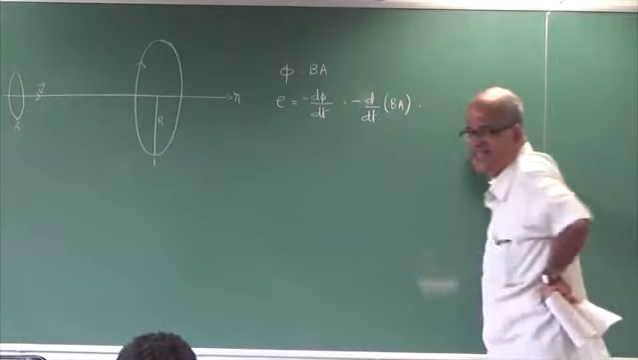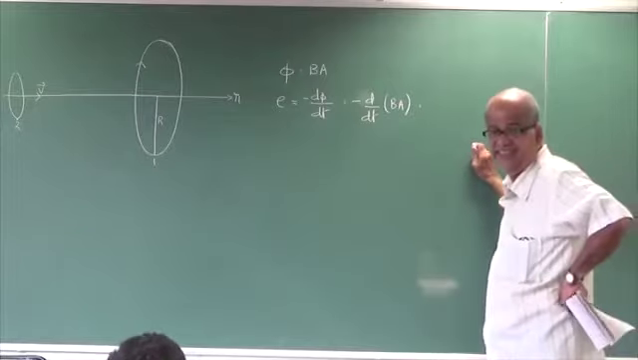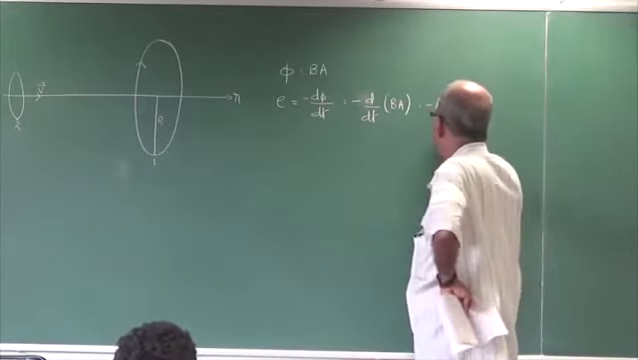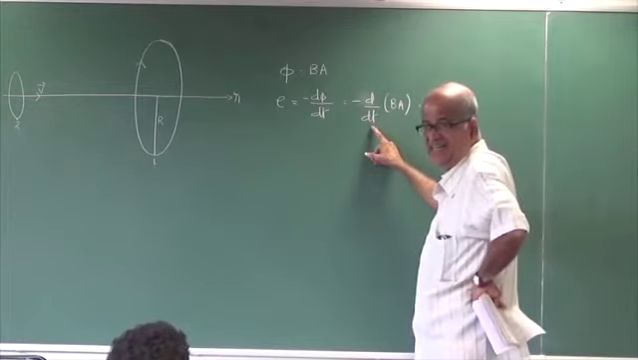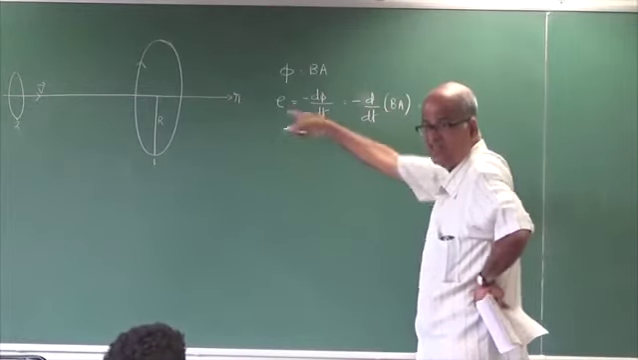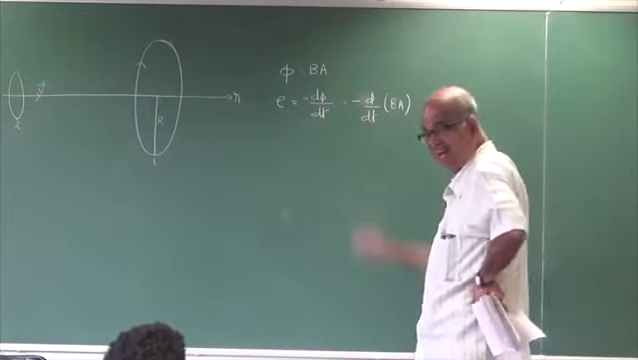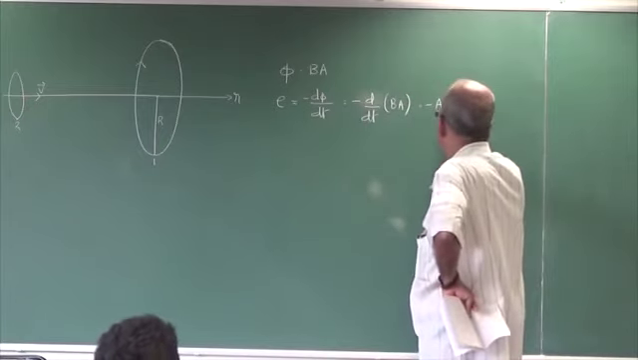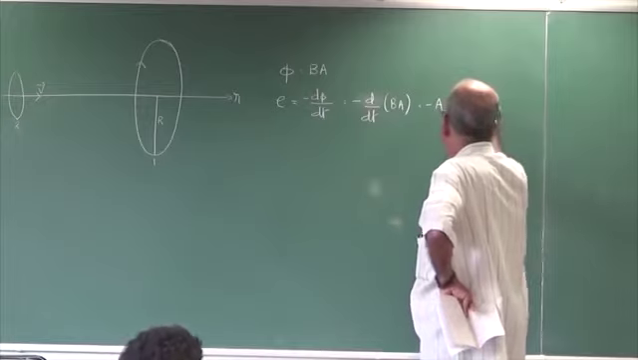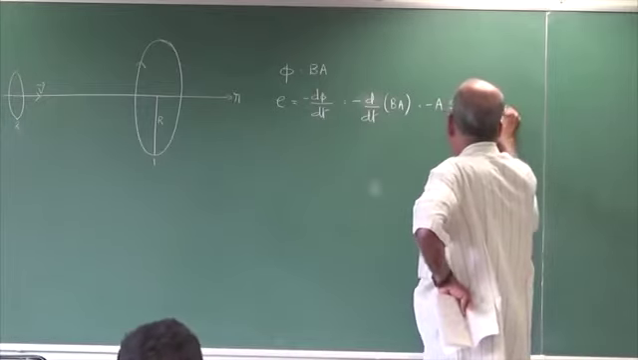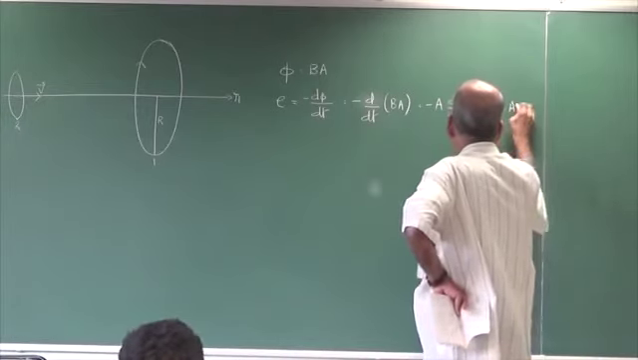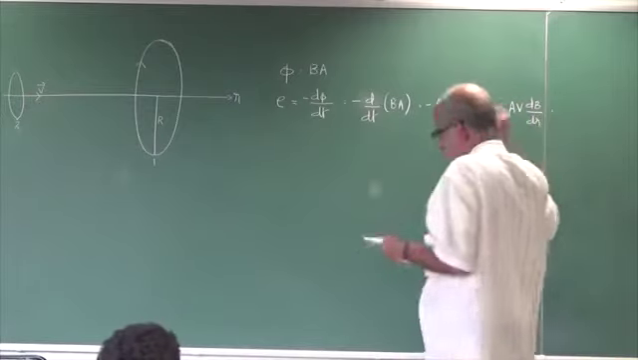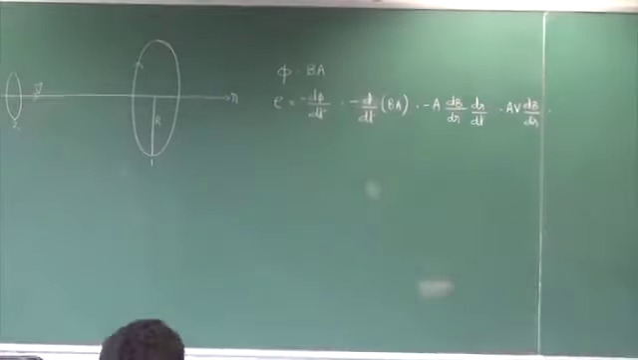As you can see, the area is not changing. What changes is the field. So, minus A into dB by dt. B is a function of small r, and r is a function of t. So you make use of the function of a function rule: dB by dr into dr by dt, which is minus A dB by dr into dr by dt. dr by dt is velocity v. That is the induced EMF.